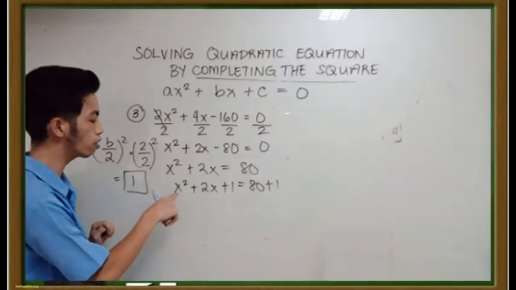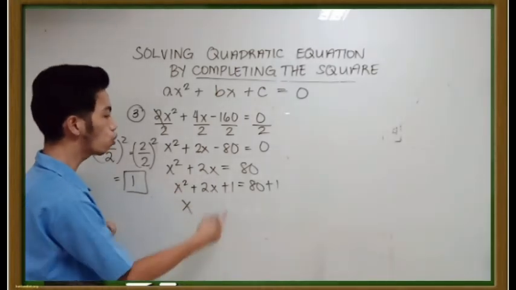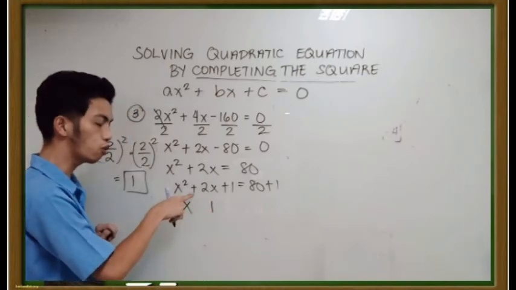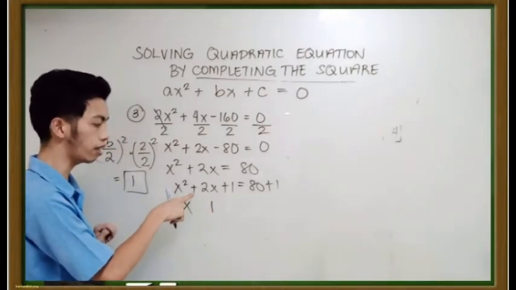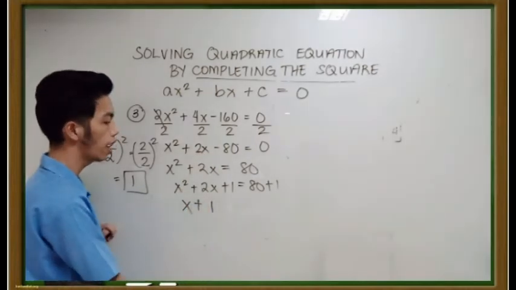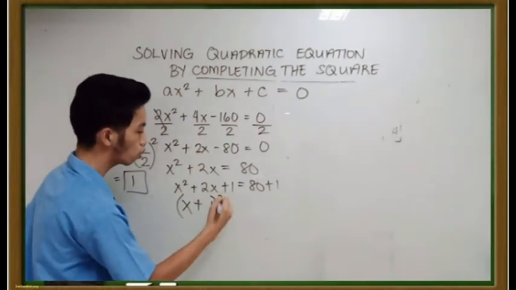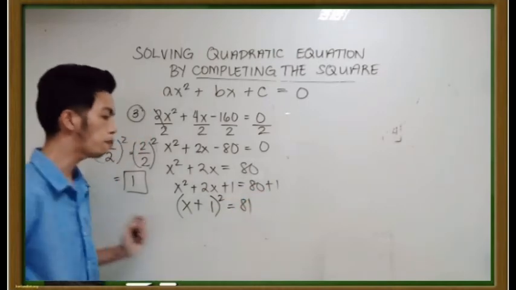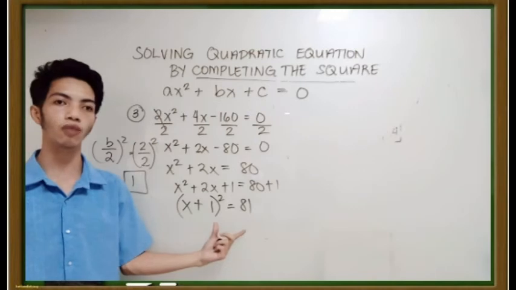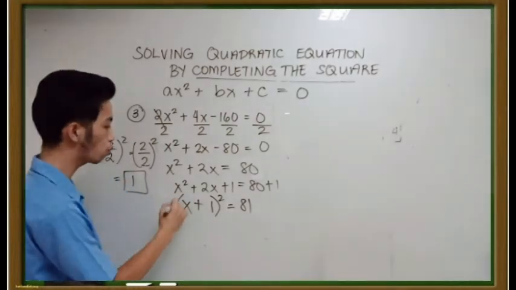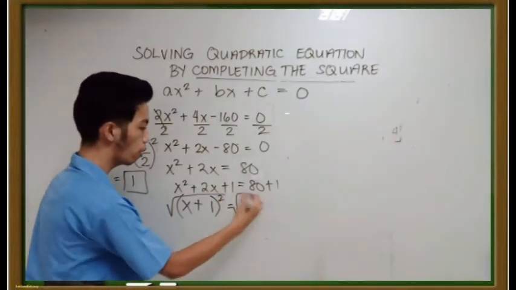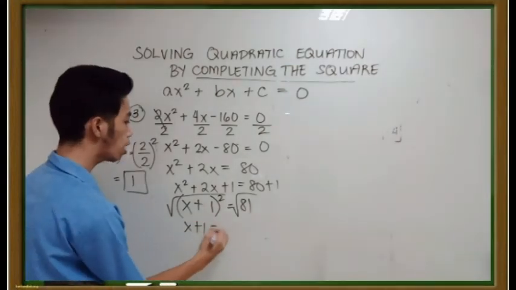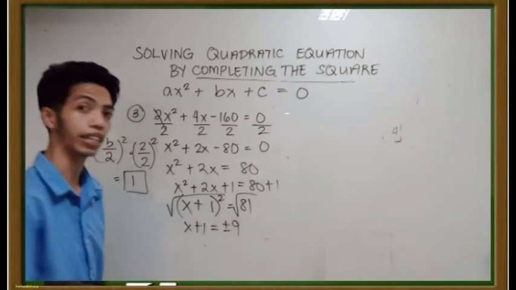Kunin mo lang ang square root ng x squared, that is x. Kunin mo lang ang square root ng positive 1, that is 1. Ano ba yung sign ng middle term? That is positive. So, positive na yun. And then, make it square. And then we have 80 plus 1, that is 81. Applying the concept of extracting the square root, we have the square root of this one, we have the square root of this one. That will give us x plus 1 is equal to positive or negative 9.